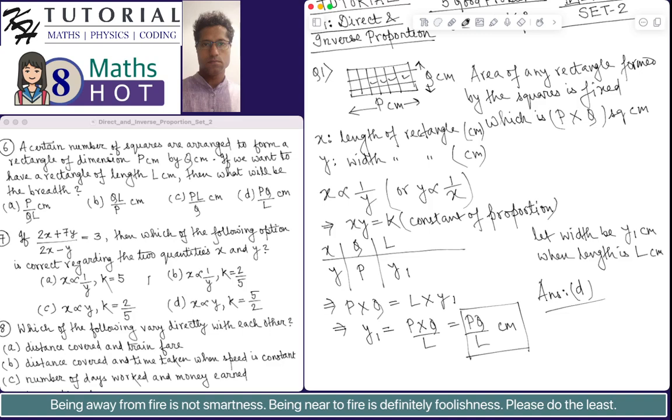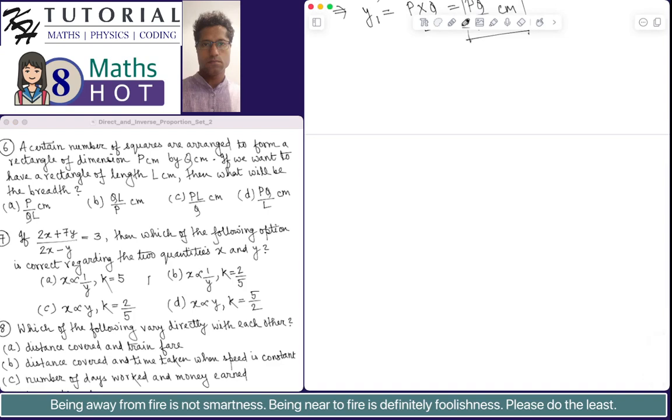So after solving a problem, I will pause for a few seconds so that you can take a screenshot of the solution if you think it will help you. Okay, let's solve the next problem.